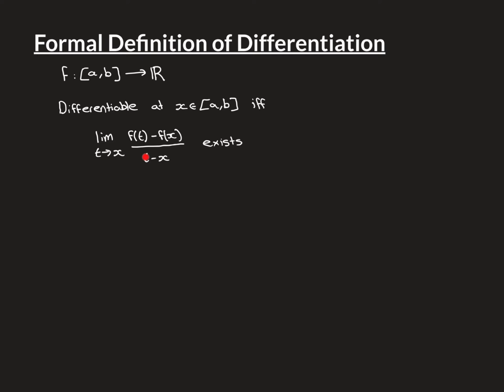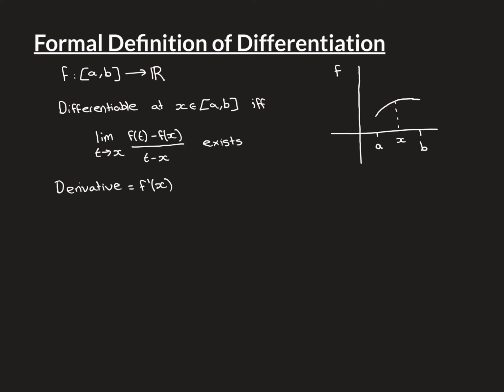And when I say this limit exists, I mean it must be some finite value, it cannot be infinite. And if this limit exists, we call the value of it the derivative at the point x, and we denote it f prime of x. So let's now understand what this means.